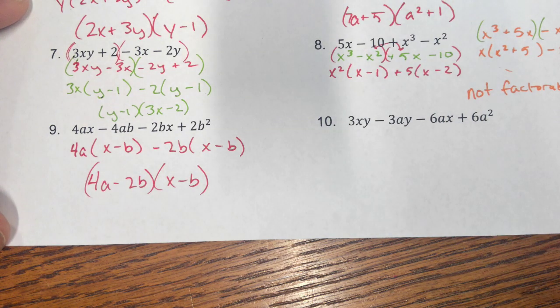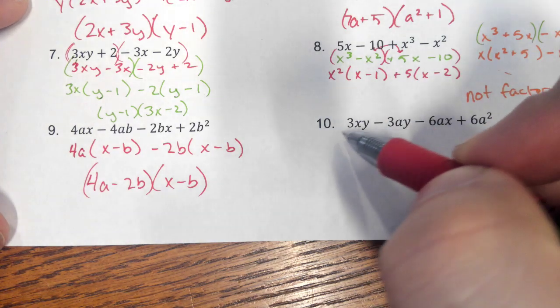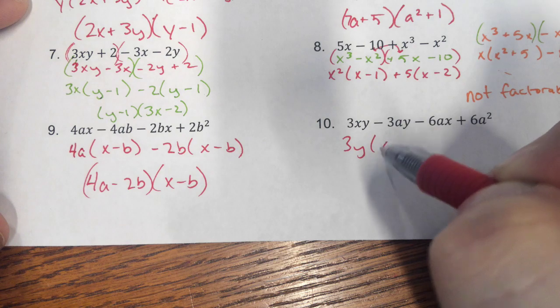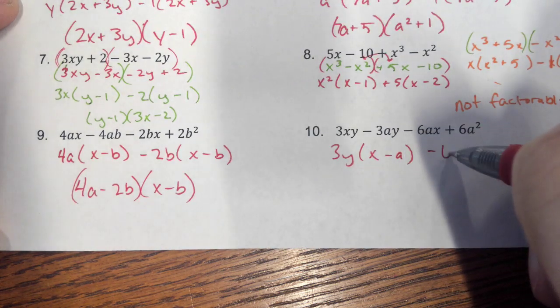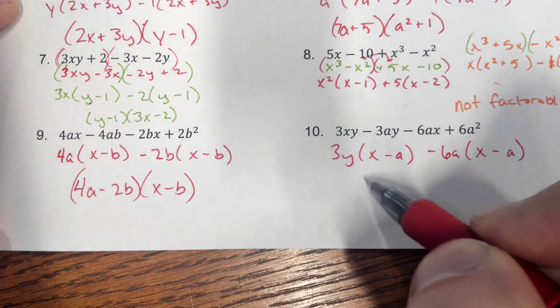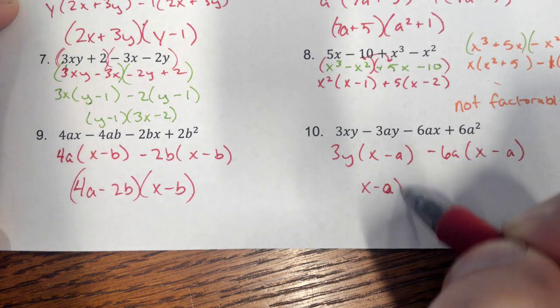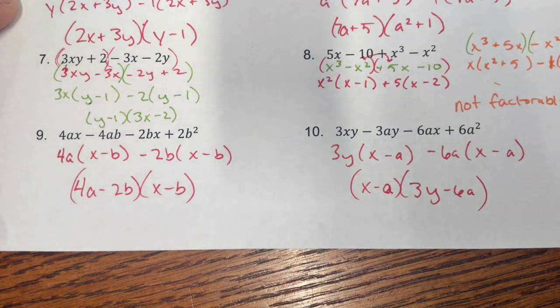I was looking ahead. 10 does factor pretty easily. We can do that one real quick. 3y is in common, leaving us with x minus a. And then negative 6a is in common, leaving us with x minus a. So you get a final answer of x minus a times 3y minus 6a. So there you go. All the problems are done.